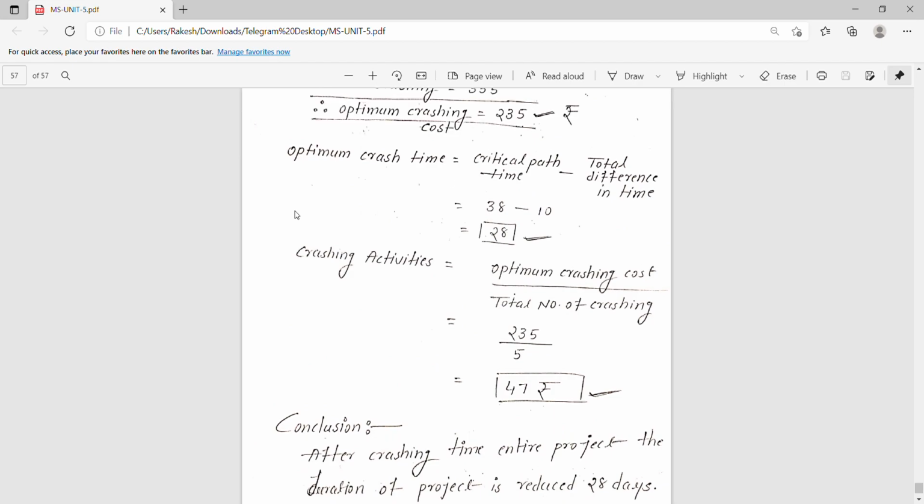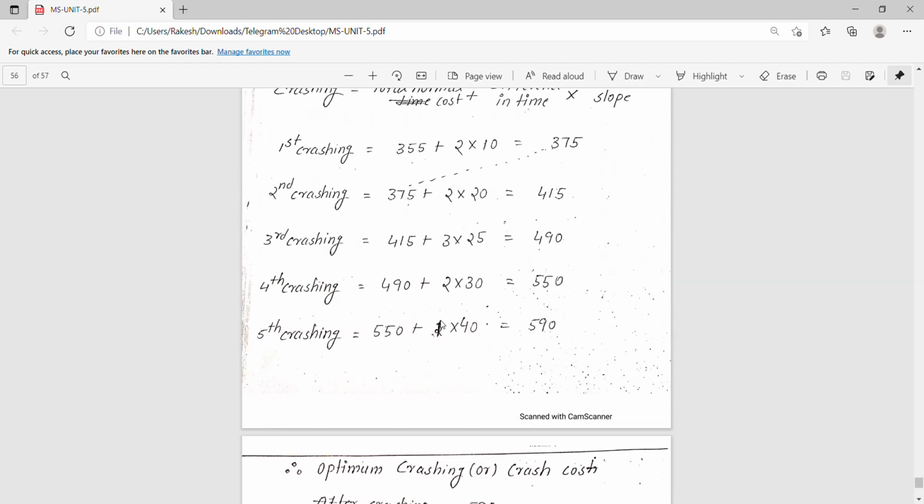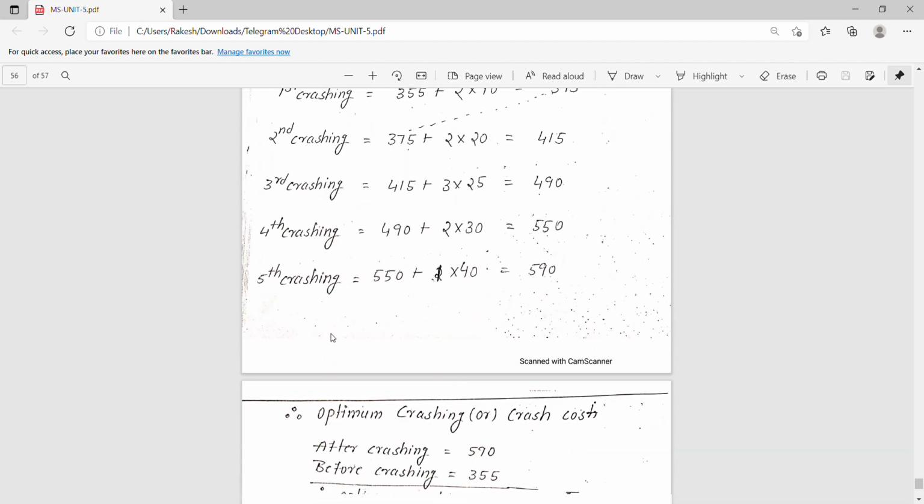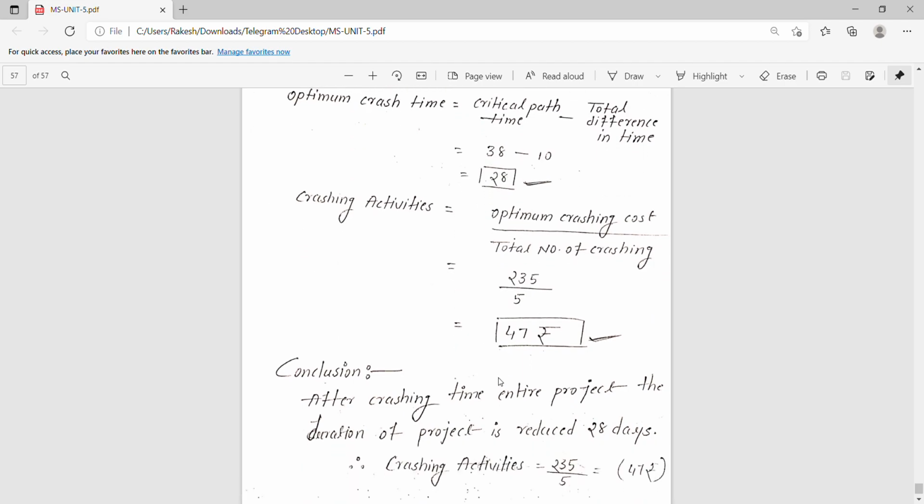If we want the cost per crashing activity, there is another formula, but it is not needed and they never ask this. It is the optimum crashing cost by the total number of crashings: optimum crashing cost 235 by total number of crashings 5. Five, because 5 crashes take place, so we write 5. It is nothing but 47 approximately.